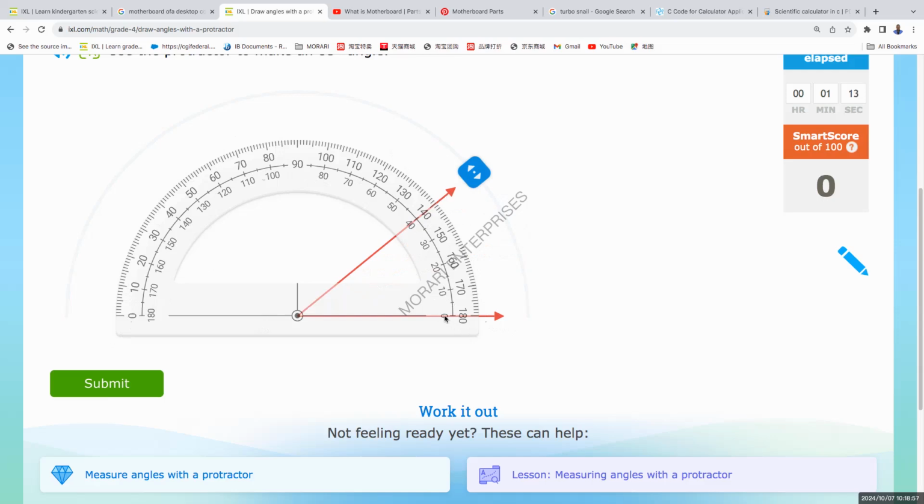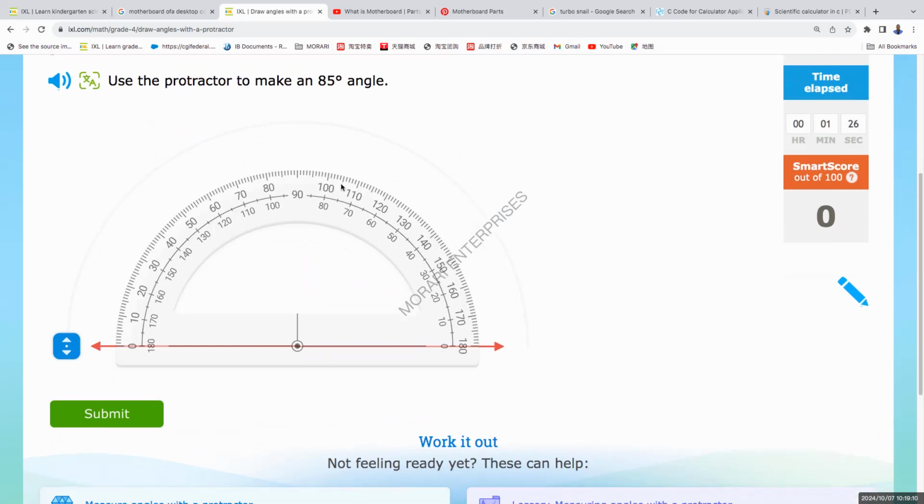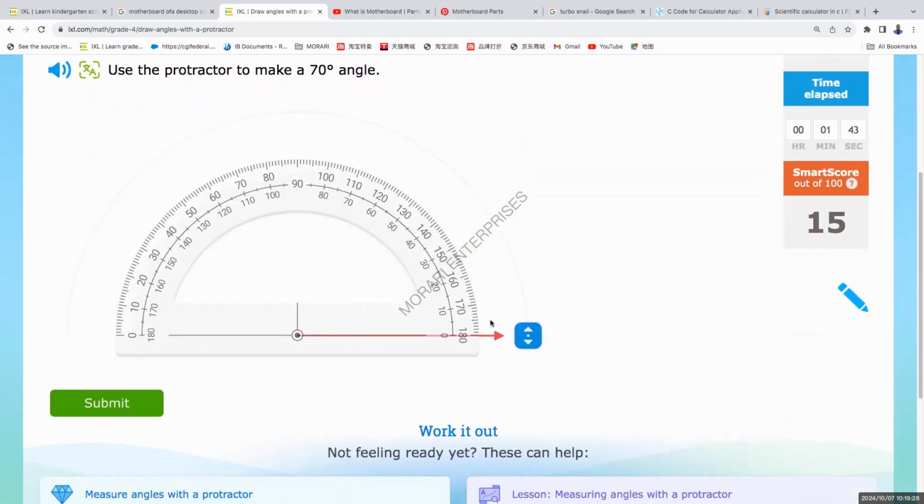But a line that starts from the right and gets here has made 40. So this one is like we can draw lines, and it says we should measure what? 85-degree angle. Use a protractor to make 85 degrees. So this is 80 and then 85 is here. That's 80. Between 80 and 90, 85. Submit. So this one is very good to go and practice on IXL.